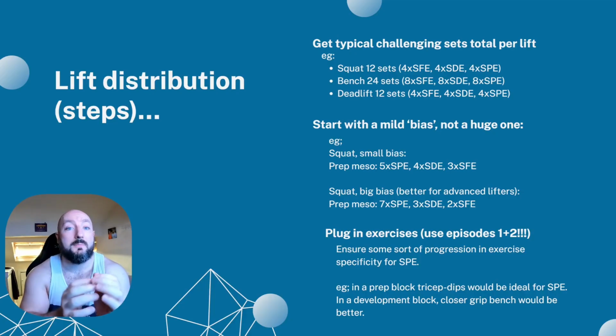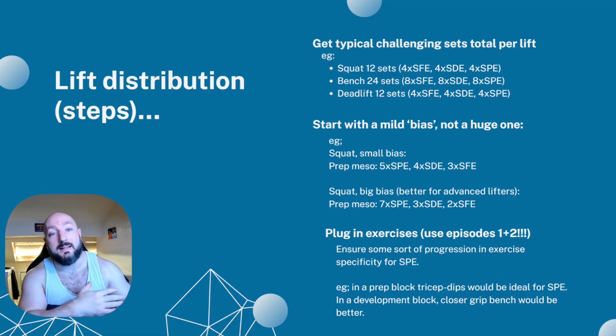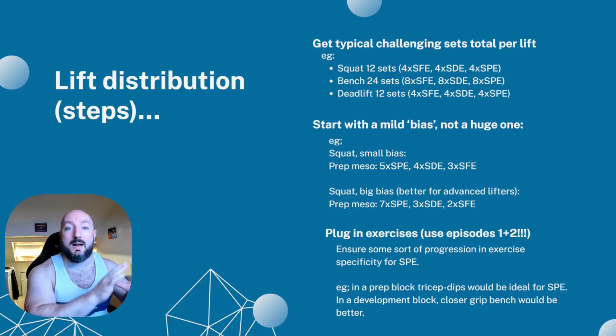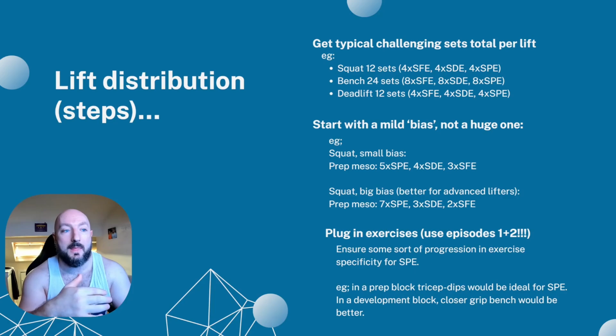A large bias, which is more suited for advanced lifters that need even more directed work on one specific skill, will be something like, in a prep block, 7 SPE sets, 3 SDE sets, and only 2 sport form sets. Again, 12 in total.